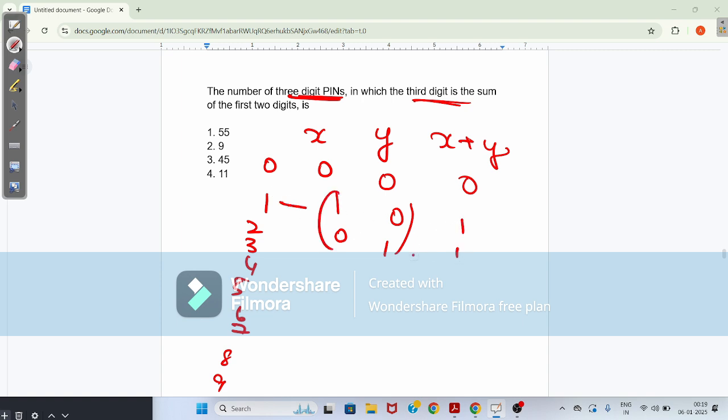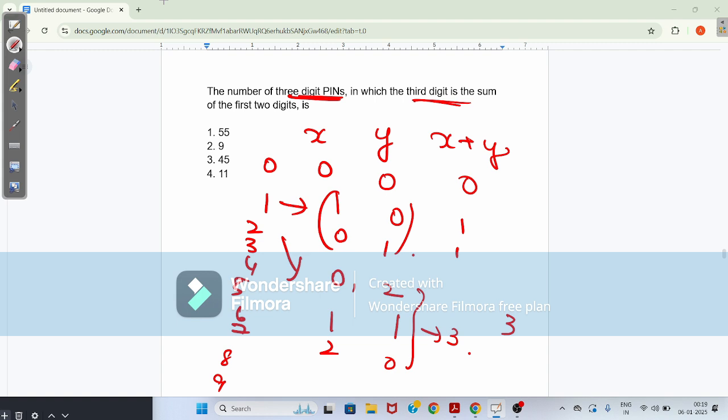When you apply 1, you will get 2 possibilities. Now when you consider 2, what will you get? 0 2, 1 1, 2 0. You get 3 possibilities here.